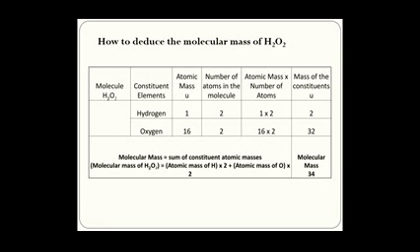Now, another example, hydrogen peroxide, H2O2. First, identify the constituent elements, hydrogen and oxygen. Atomic mass, hydrogen 1. Number of atoms. How many atoms are there here? 2. H2O2. So, 2 atoms of hydrogen and 2 atoms of oxygen. So, hydrogen, atomic mass into number of atoms, 1 into 2 is equal to 2. Mass of the constituent. I am talking about oxygen. Atomic mass 16. Number of atoms, again 2. Atomic mass into number of atoms, 16 into 2 is equal to 32. Now, we will add 2 plus 32. So, 34. That is the molecular mass.